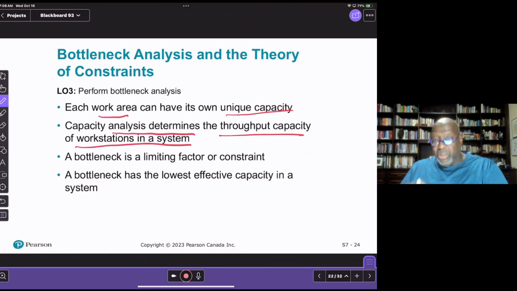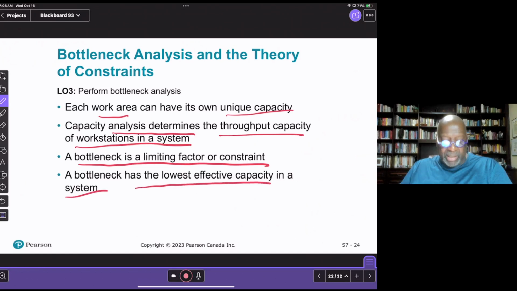Capacity analysis determines the throughput capacity of workstations in a system. So you need to be able to determine what's the capability of each step in your process, and then identify where the bottleneck is and remove that bottleneck. A bottleneck is a limiting factor or a constraint, and it has the lowest effective capacity in a system. It is what will determine the performance of your system.